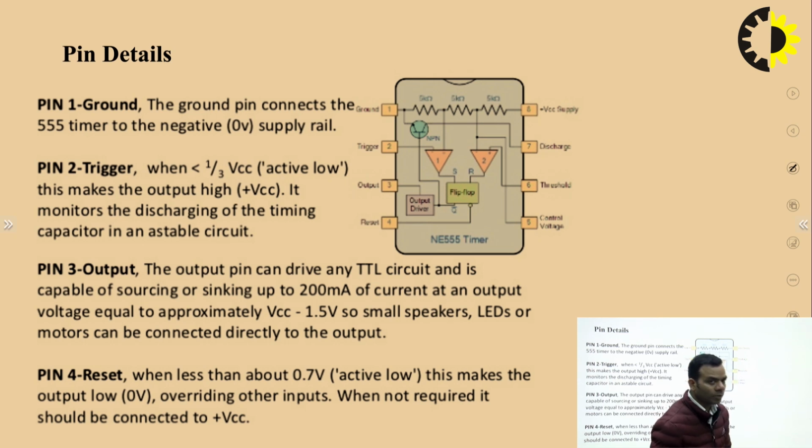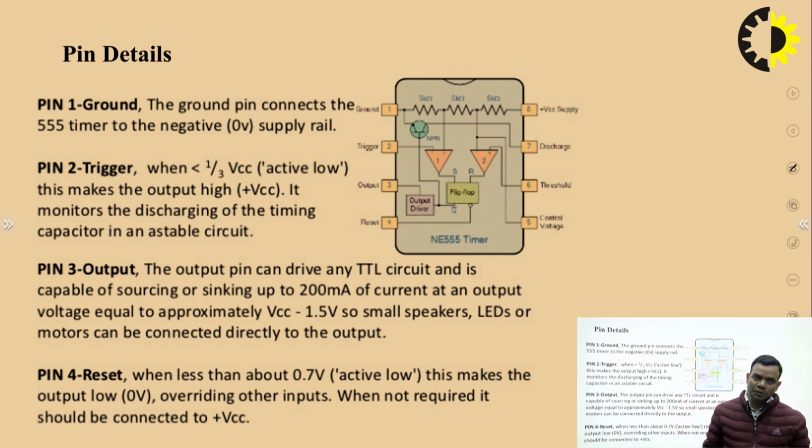Pin 1 is the ground pin, which connects the 555 timer to ground, and pin 2 is the trigger pin. You can see here it is connected here. When 1/3 VCC is given to this, whenever the trigger input is more than this or lower than this, the output of this comparator will change. That we will see when we look at its working as a monostable multivibrator.